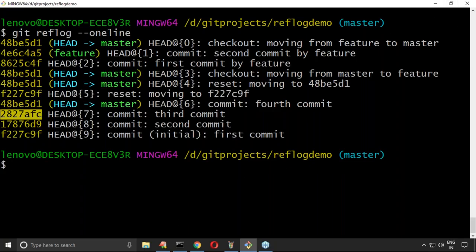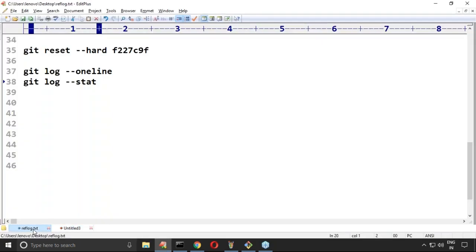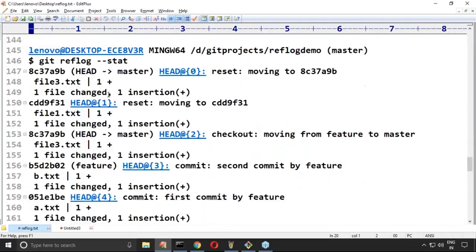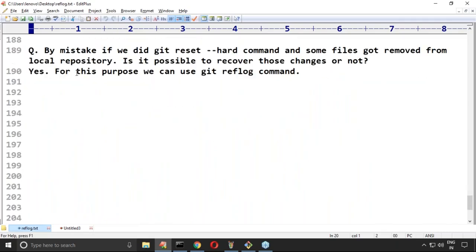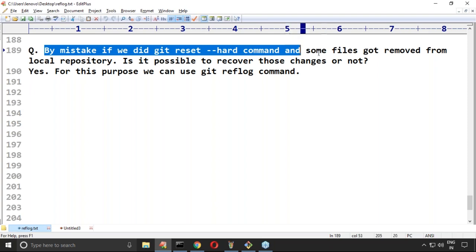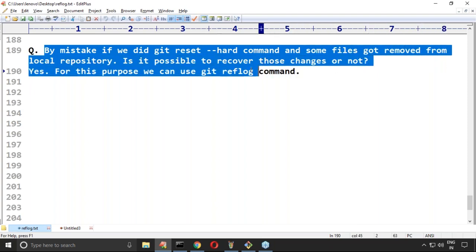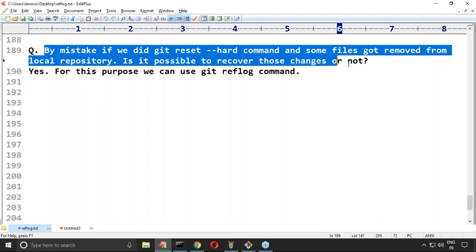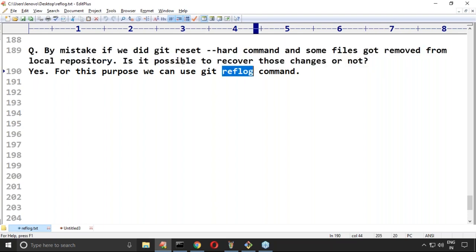In the interview room, there may be a chance to be asked a question like: by mistake, if we did git reset hyphen hard command and some files got removed from our local repository, is it possible to recover those changes or not? What answer can you give? Yes. For this purpose, the git reflog command is going to be very helpful, but not the git log command. Reflog we require to use. That's it, friends.